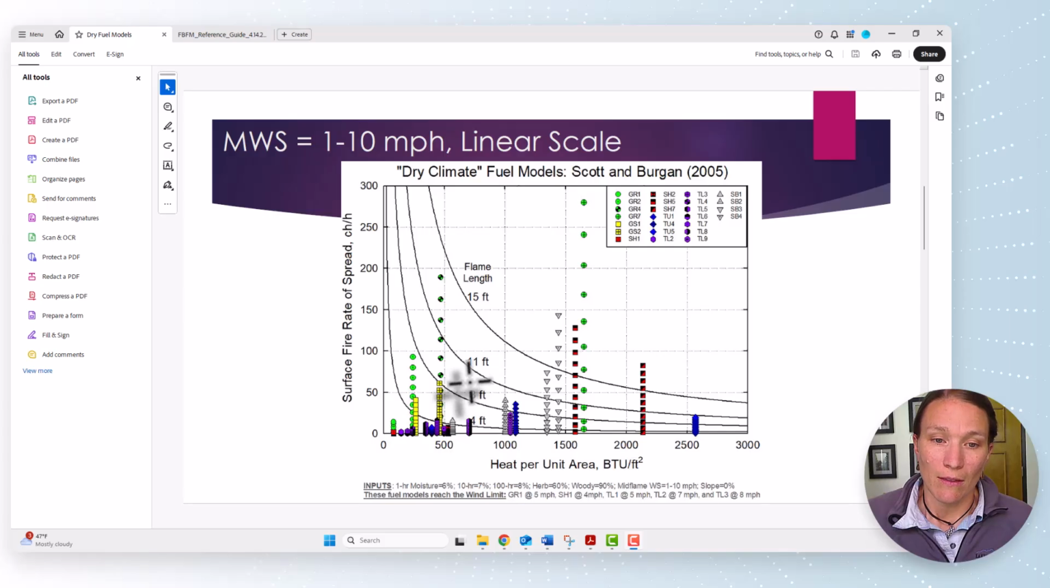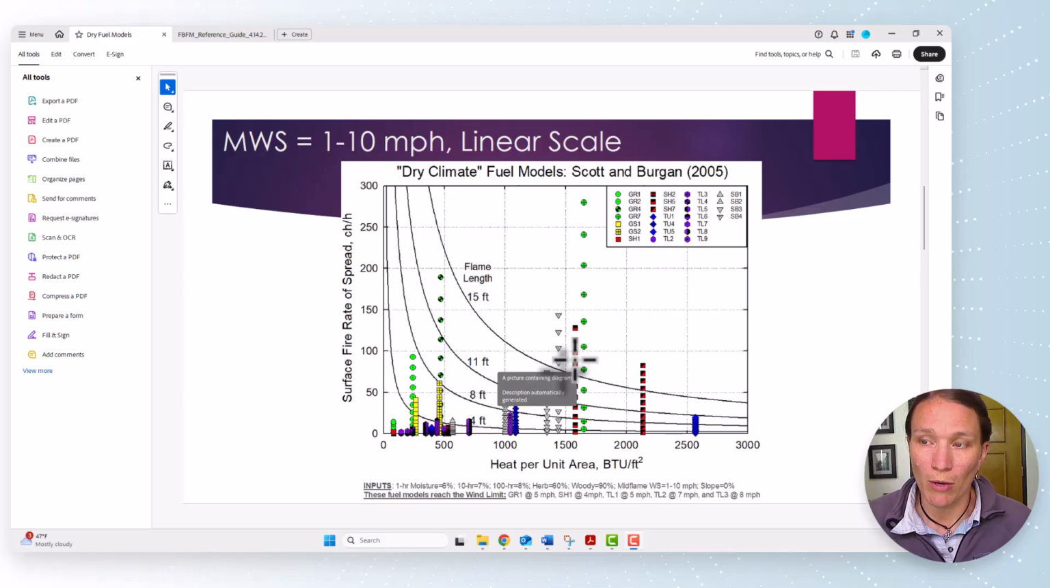So the helpful feature here is if I was looking at, let's say, an SH5, but I thought that the fire behavior in SH5 was underrepresenting my flame lengths, I would know that my GR7 is the next highest one. So I can see how across fuel model categories these can be compared.